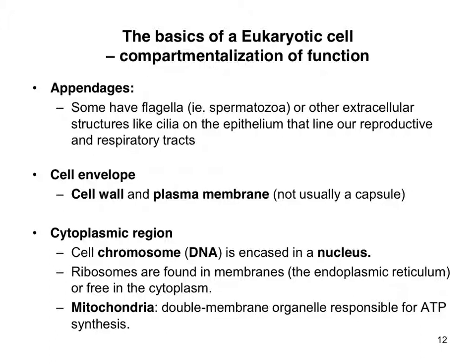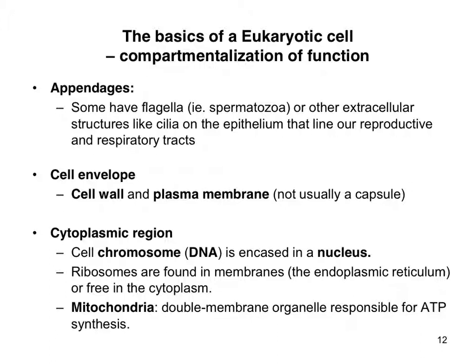So using the same three categories that we applied to our discussion of prokaryotic cells, let's think about the basics of a eukaryotic cell a little bit more. Let's think about appendages. So do eukaryotic cells have these extracellular appendages? And the answer to that is that some do. So some have flagella. For example, spermatozoa use flagella in order to locomote up the reproductive tract of females. It's part of their function. They have a reproductive function. Their flagella are structured quite differently from bacterial flagella, but they serve a similar purpose.